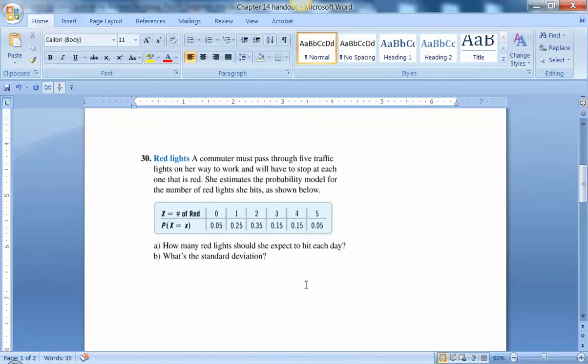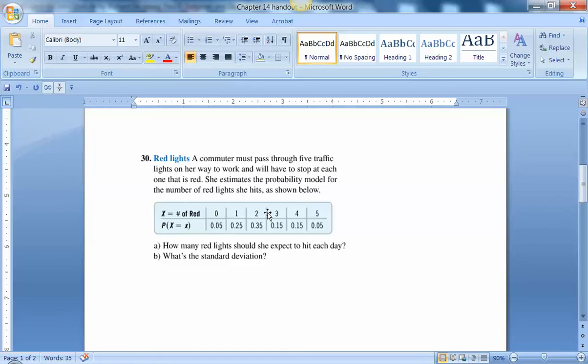Now let's go to another problem where we've got the probability density all worked out here, and we want to know the expectation, or the mean, and the standard deviation. Now this can be done quite easily in StatCrunch by entering in those x values and the probabilities. So let me show you how you would do that.